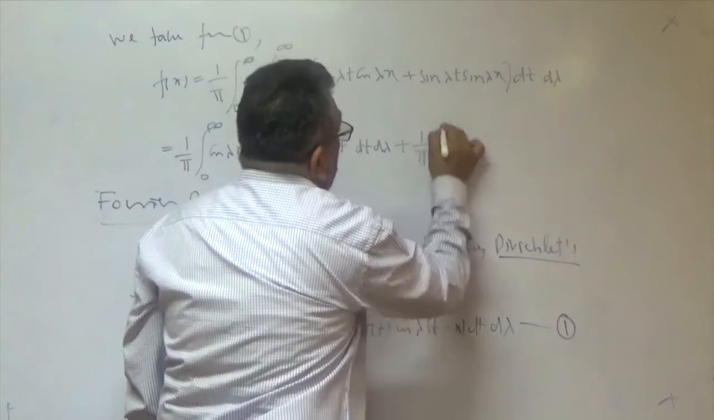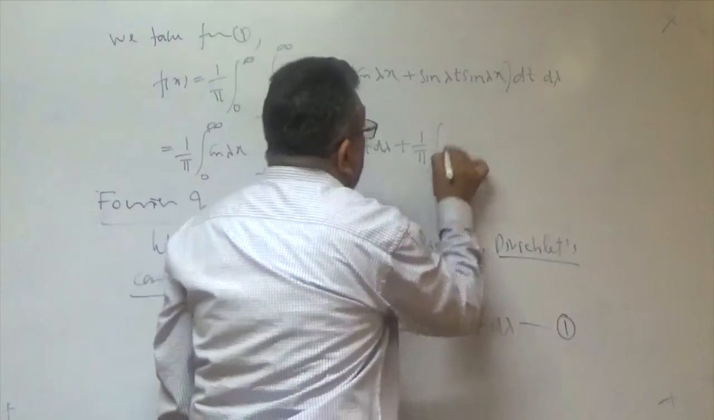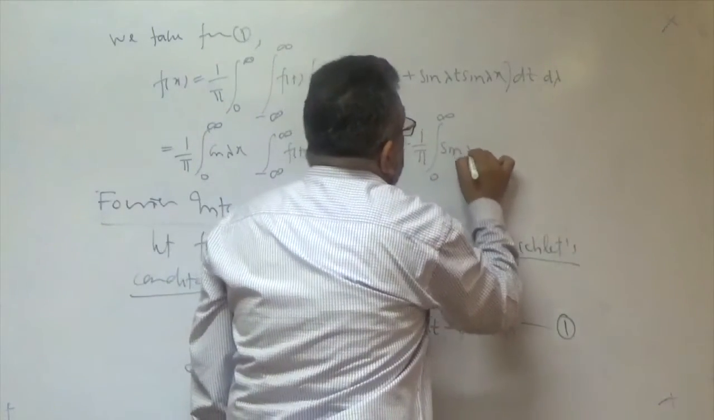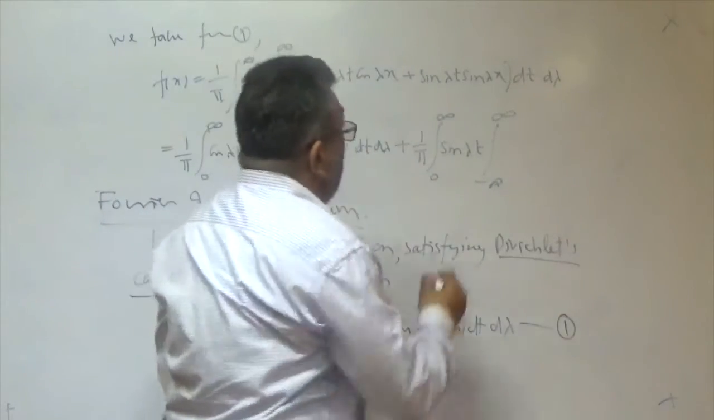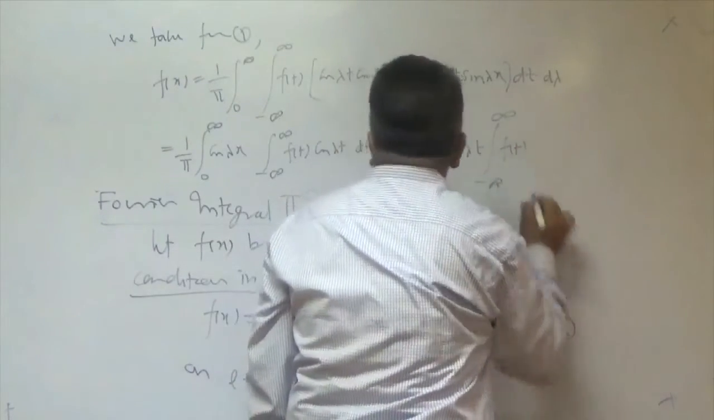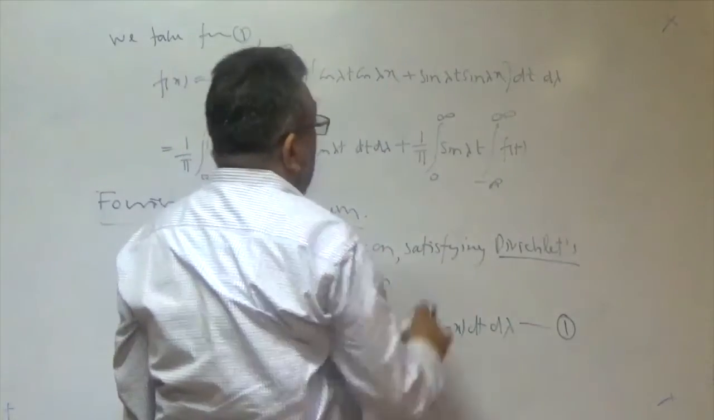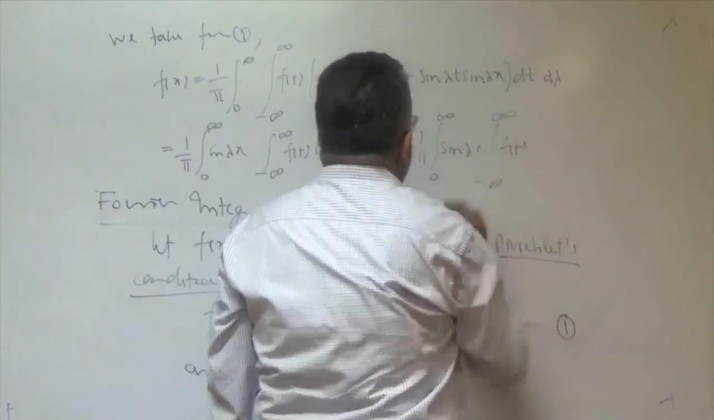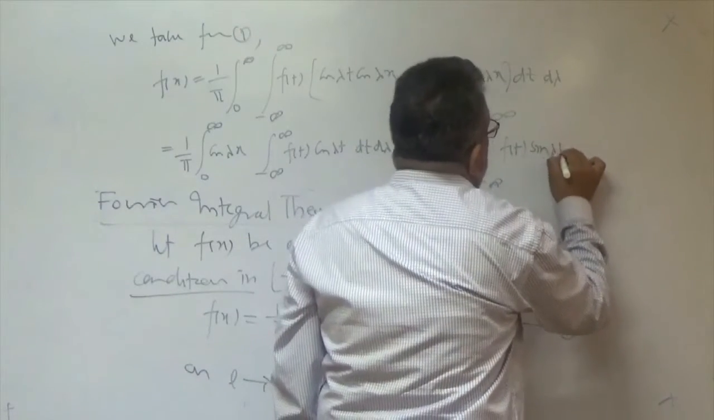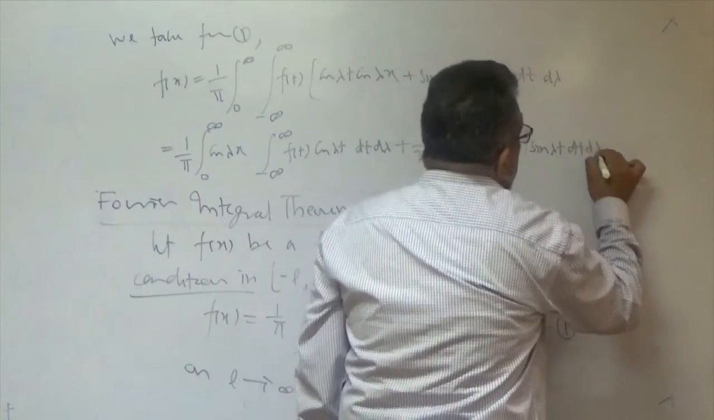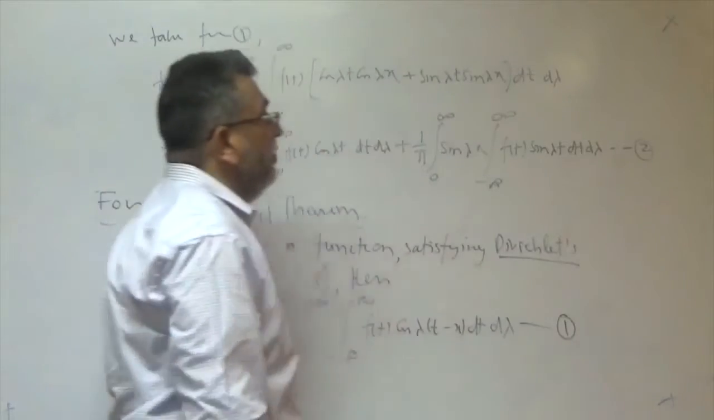Plus another integral, 1 upon pi, integral 0 to infinity, sin lambda x times integral minus infinity to infinity f(t) sin lambda t dt d lambda. Take this as equation number 2.